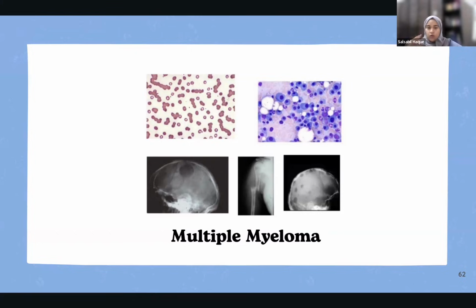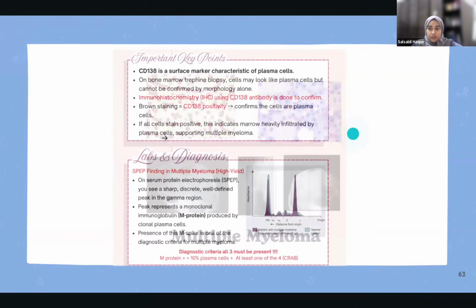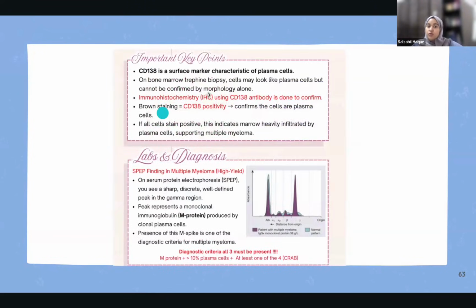Okay. Now, so plasma cells, another way they can ask is Brown staining will show CD138 activity. So CD138 activity is seen with immunohistochemistry, and it's a surface marker of plasma cells. So it makes sense if there is a proliferation of plasma cells, you'll have an increase in the production of these CD138.